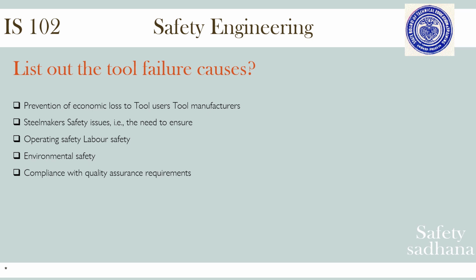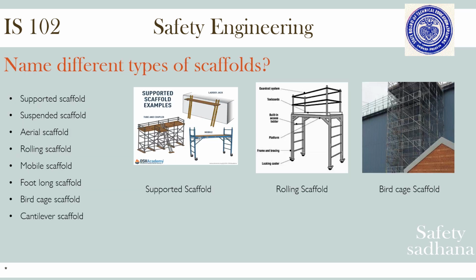List out the tool failure causes. Prevention of economic loss to tool users and tool manufacturers. Toolmakers' safety issues, i.e., the need to ensure operating safety, labor safety, environmental safety, compliance with quality assurance requirements. Name different types of scaffolds. Supported scaffold, suspended scaffold, aerial scaffold, rolling scaffold, mobile scaffold, putlog scaffold, birdcage scaffold, cantilever scaffold.